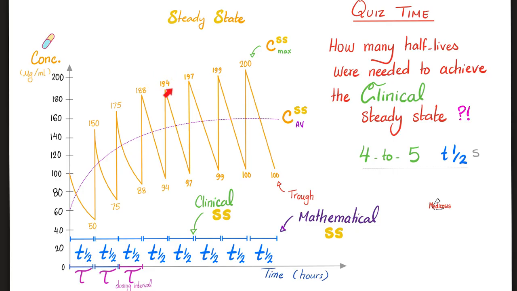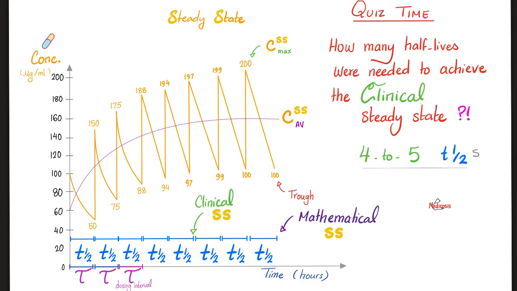Fifth dose is 194. And what's the mathematical one? It was 200. Okay. In real life, do you think the E. coli will say 200 micrograms per ml is going to kill me, but 194 will not? Oh, shut up. Clinically, they are the same. So clinically, 5 half-lives is good enough for the patient. Why do you want to give 8 doses when you can achieve the same clinical outcome with just 5 doses?